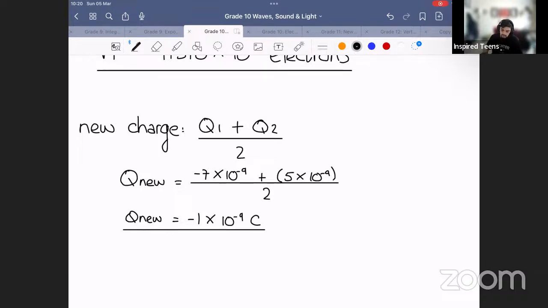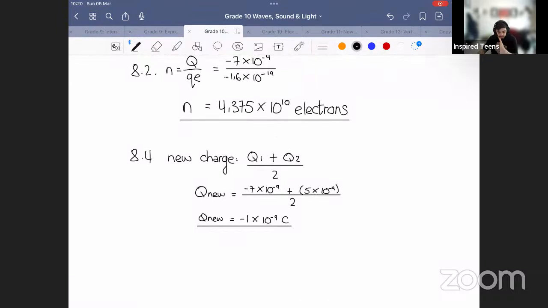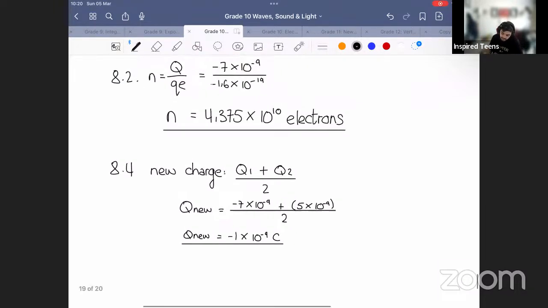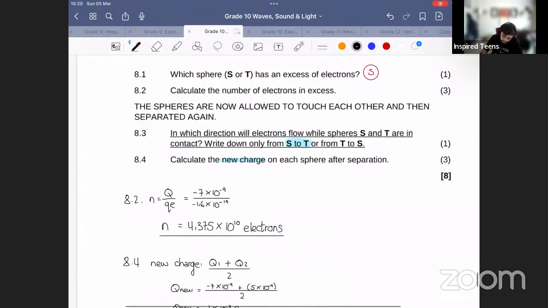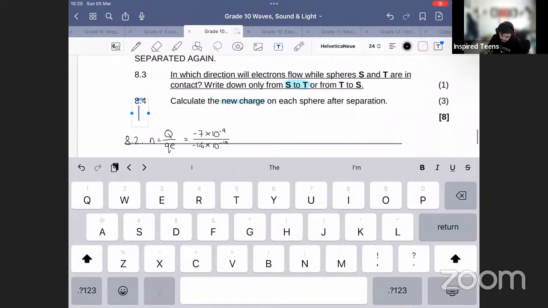So after they are brought into contact and then separated, remember, electrons are being transferred from the more negative to the less negative while in contact. They're then separated. They have the same charge, and each one has -1 times 10 to the -9. They went a bit easier on you guys, so I'm going to add more questions.